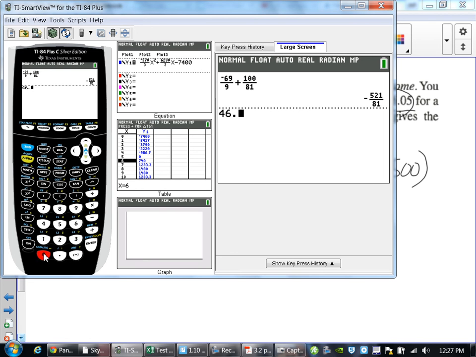Sorry. Is that the new one? Are those new calculators? Oh, it's the new operating system for the 84s. Well, this isn't what you have.